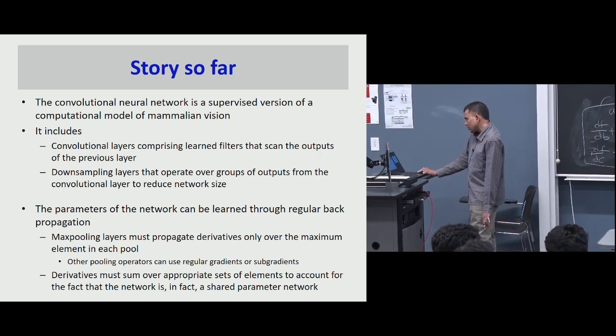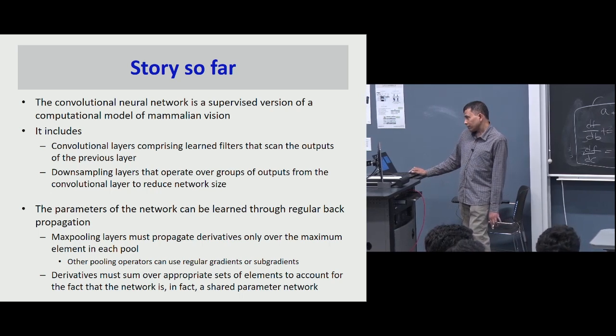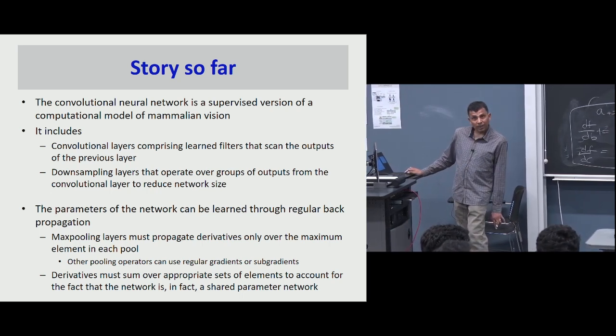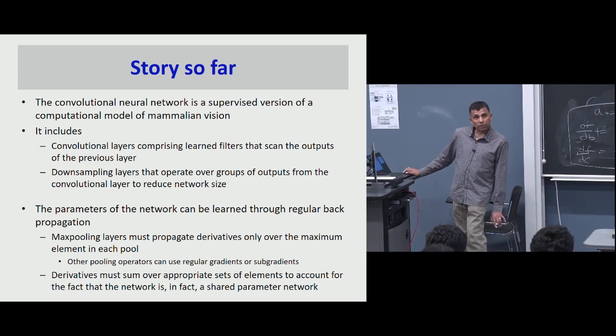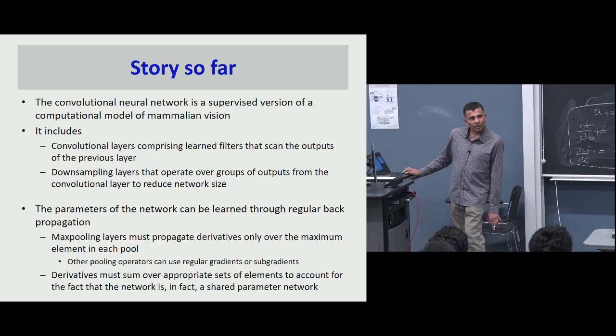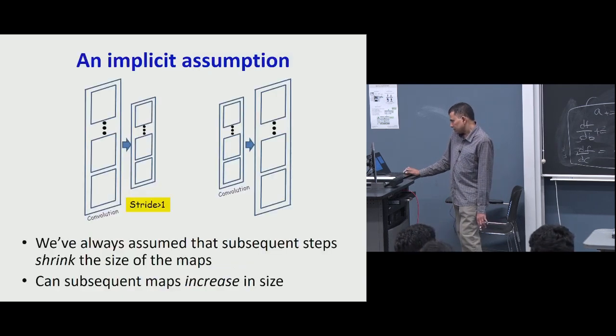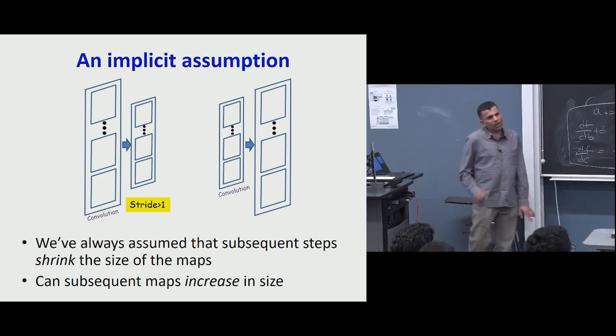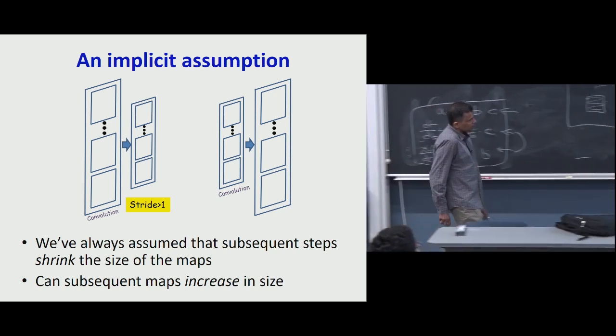Now, so the story so far, the ConvNet is a supervised version of computational models of mammalian vision. The parameters of the network can be learned through regular backpropagation, where you just take care of the specifics of shared parameter computation and some peculiarities like max and mean, right? So now, there was one implicit assumption in all of this.